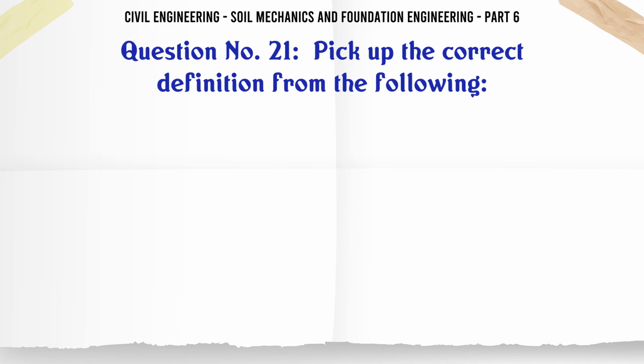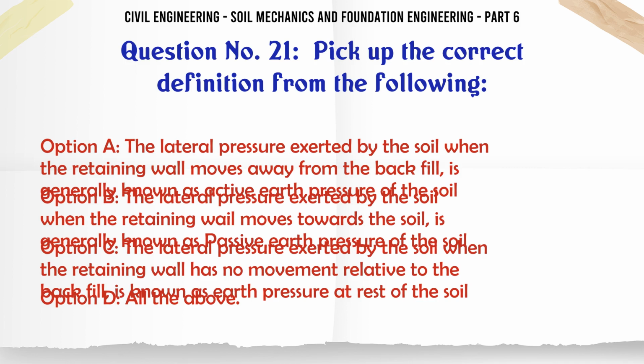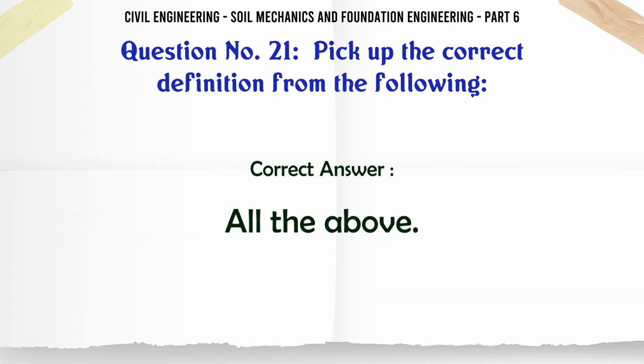Pick up the correct definition from the following. A. The lateral pressure exerted by the soil when the retaining wall moves away from the backfill is generally known as active earth pressure of the soil. B. The lateral pressure exerted by the soil when the retaining wall moves towards the soil is generally known as passive earth pressure of the soil. C. The lateral pressure exerted by the soil when the retaining wall has no movement relative to the backfill is known as earth pressure at rest of the soil. D. All the above. The correct answer is all the above.